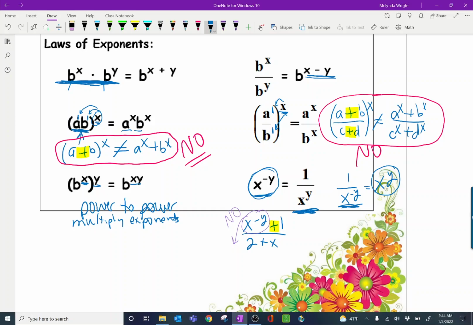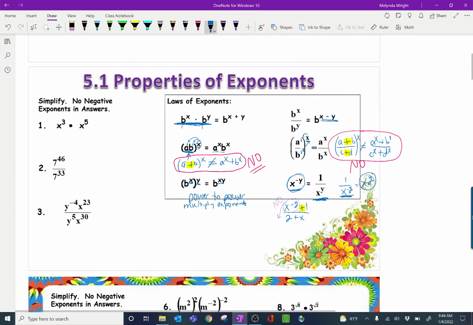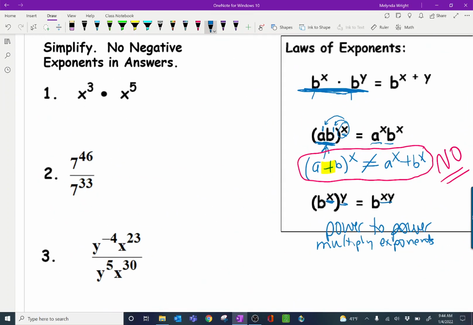Now let's do some practice of these rules. So these are common bases, and I'm multiplying. So it's this first rule, base, base, add. This is going to give me, and I'll write it out, you don't have to, we're going to add those together, x to the 3 plus 5, which would simply be x to the 8th.